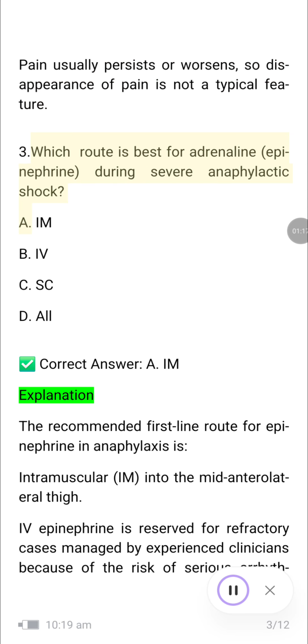3. Which route is best for adrenaline, epinephrine, during severe anaphylactic shock? A. IM. B. IV. C. SC. D. All. Check mark correct answer. A. IM. Explanation. The recommended first-line route for epinephrine in anaphylaxis is intramuscular, IM, into the mid-anterolateral thigh. IV epinephrine is reserved for refractory cases managed by experienced clinicians because of the risk of serious arrhythmias.